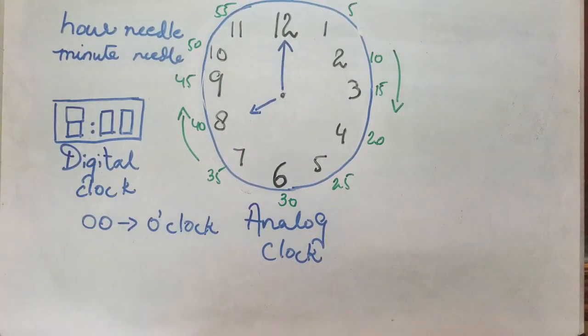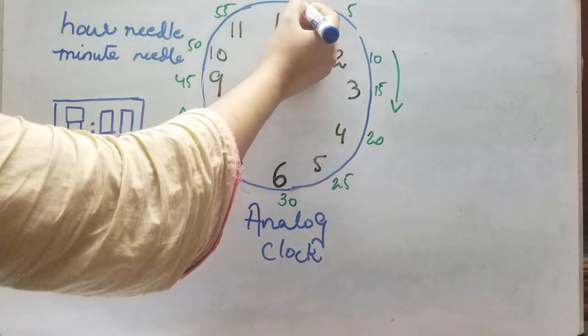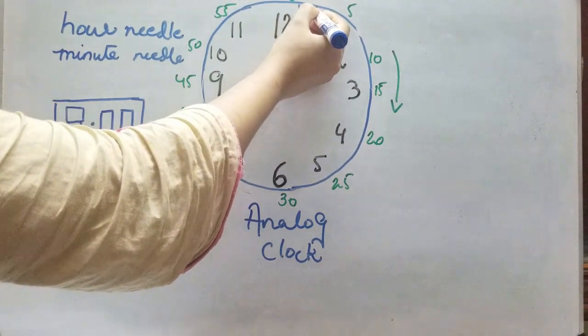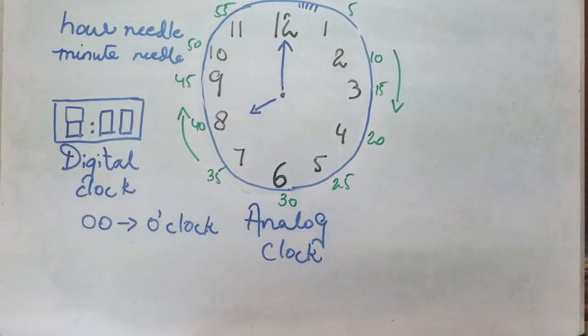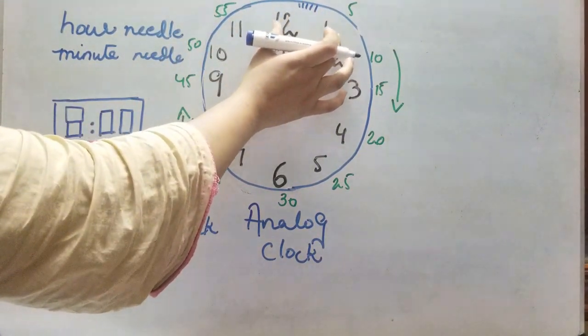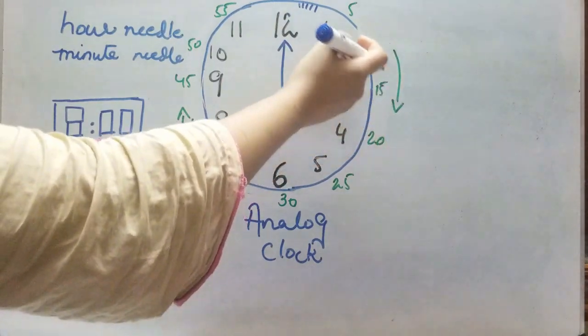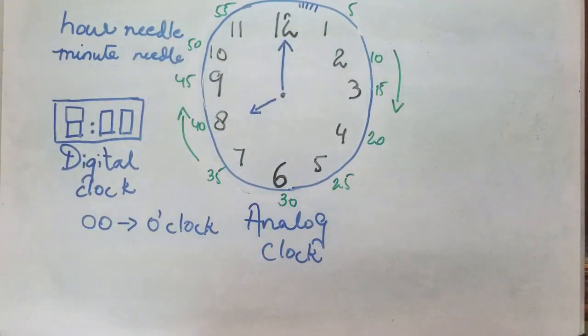Okay, whereas this needle is the minute needle. That means between each number you have 5 minutes, and the whole clock completes its 60 minutes. So we have 5 minutes between 12 to 1, 1 to 2, and so on. I hope this is clear.